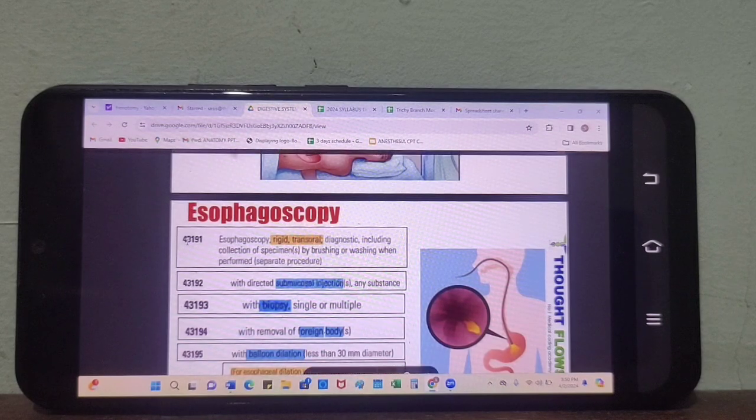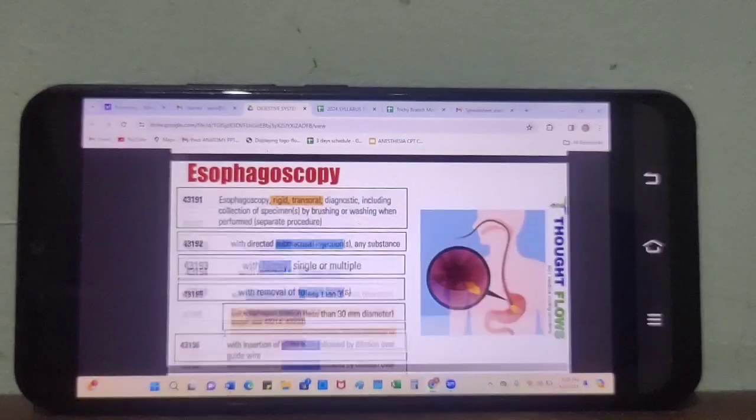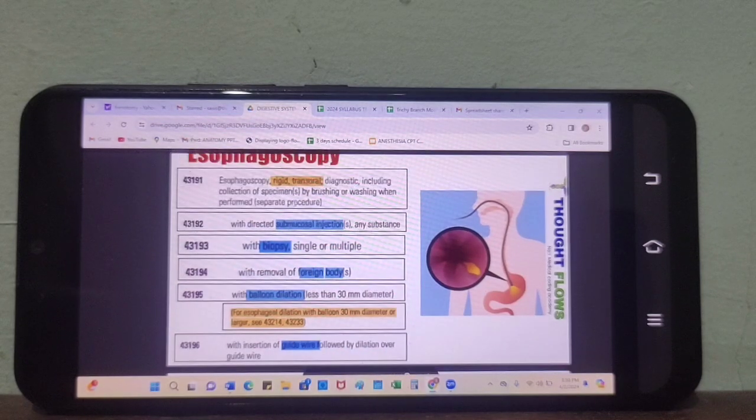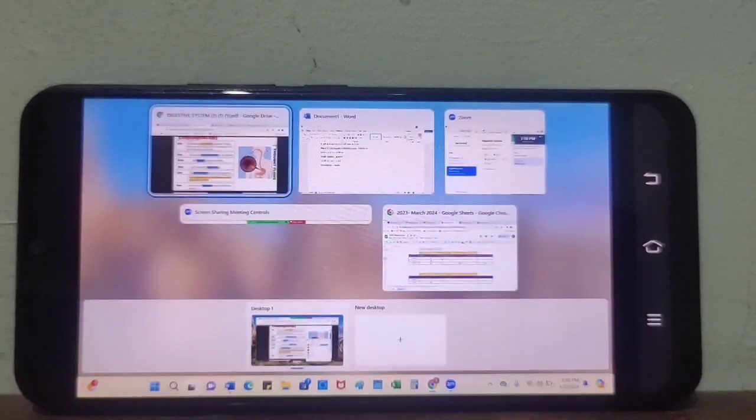Brushing, washing, 191. Submucosal injection, 192. Biopsy, 193. Foreign body removal, 194. Dilation, 195. Guide wire insertion, 196. So these are the code sections for scopy inserted through oral.